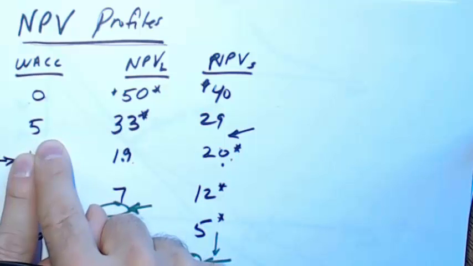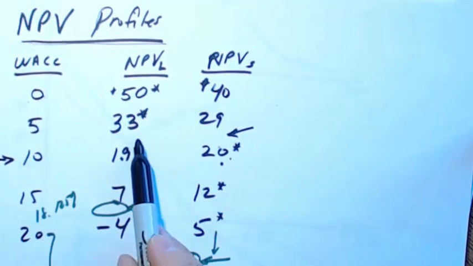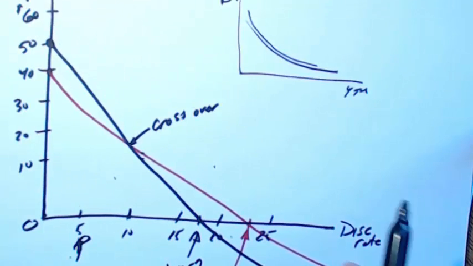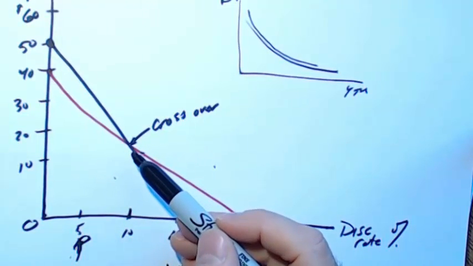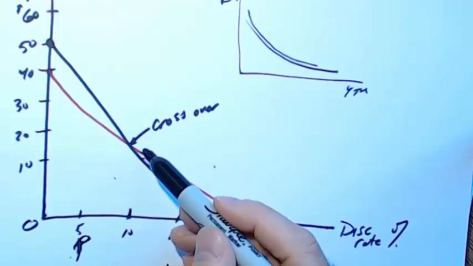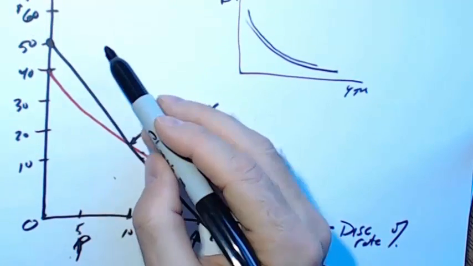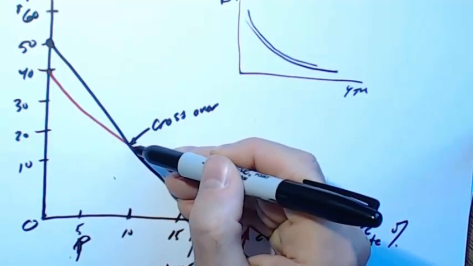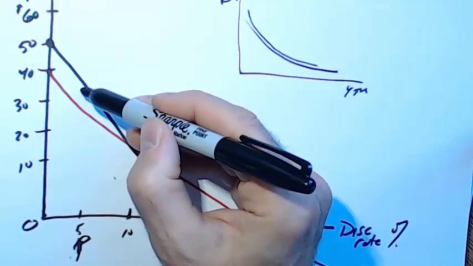There's a discount rate somewhere between 5 and 10 where these two numbers right here are equal. That's the crossover rate. We're not going to calculate the crossover rate in the class, but it's a little tedious, and it's not important to actually pin it down. You can graph it and come close.